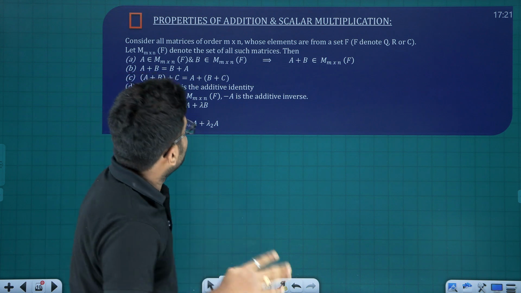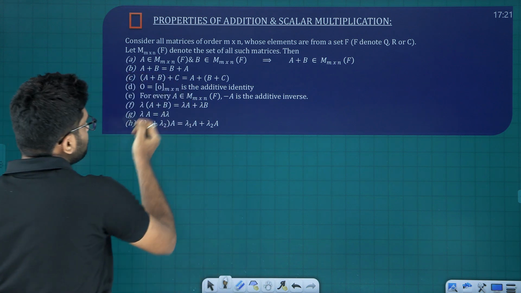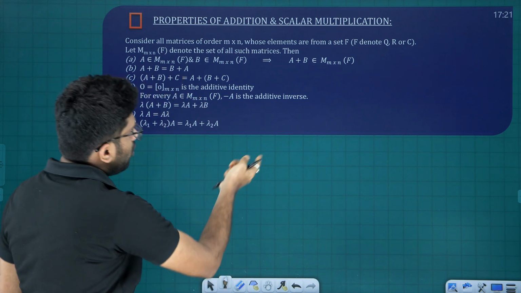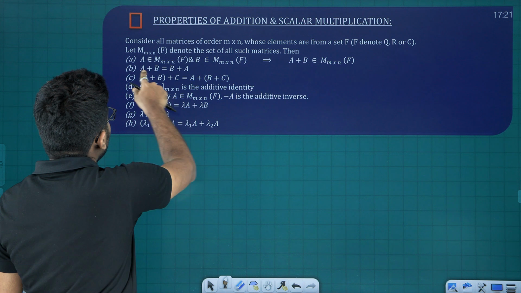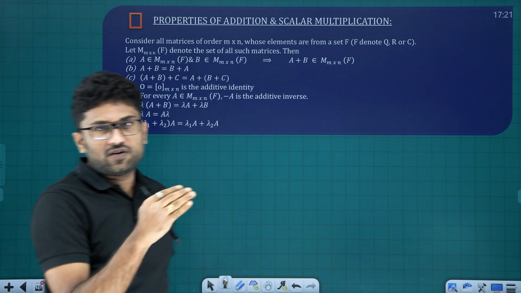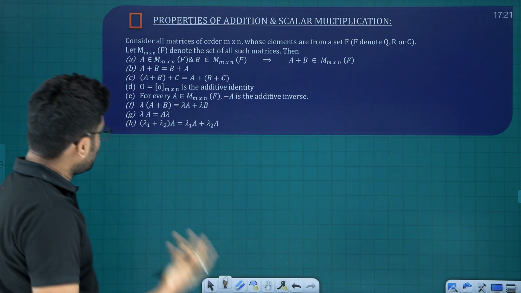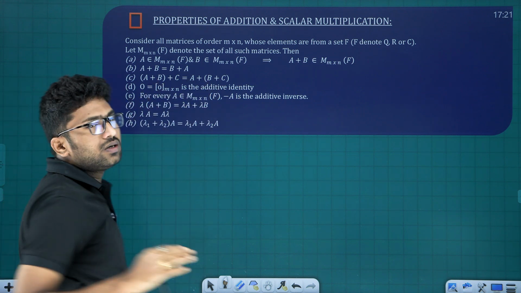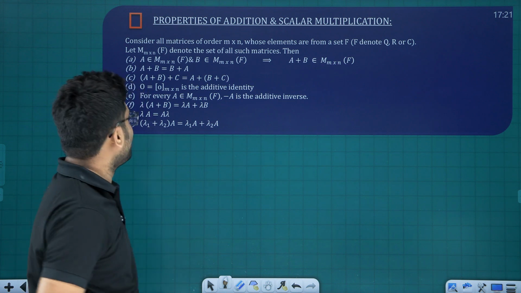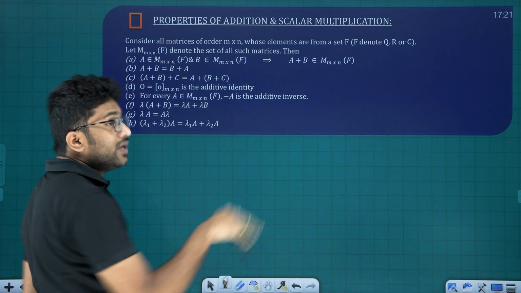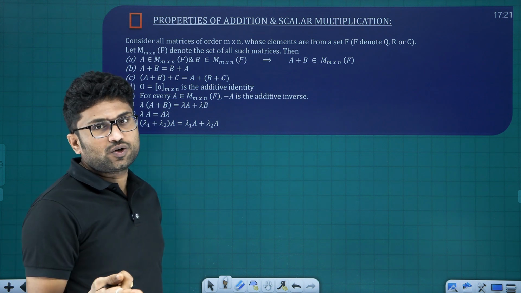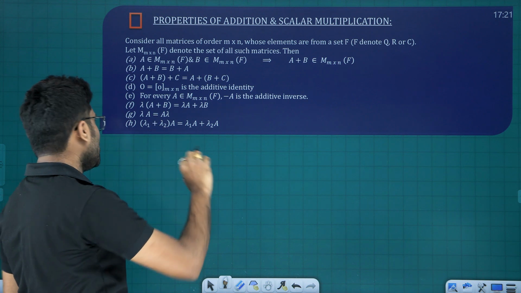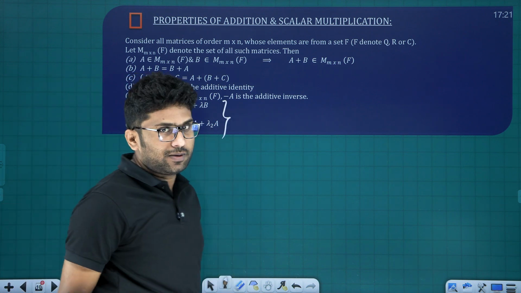Properties of addition and scalar multiplication. Number 1, friends: A is any matrix, B is any matrix of the same order, then A plus B will also be of the same order. A plus B is equal to B plus A; addition of two matrices is always commutative, and also associative: A plus B plus C is equal to A plus of B plus C. The null matrix or zero matrix is called the additive identity. Next, additive inverse: for every matrix A, minus A is said to be the additive inverse. Next, lambda of A plus B is lambda A plus lambda B, and lambda into A is A into lambda. All these we discussed in scalar multiplication.